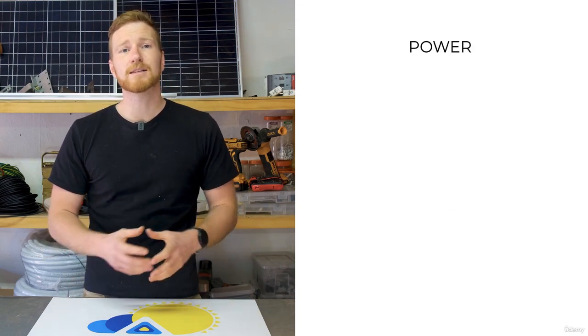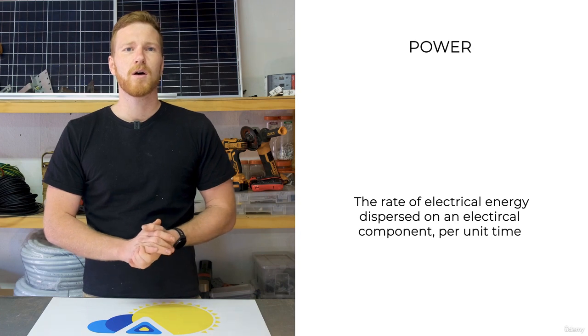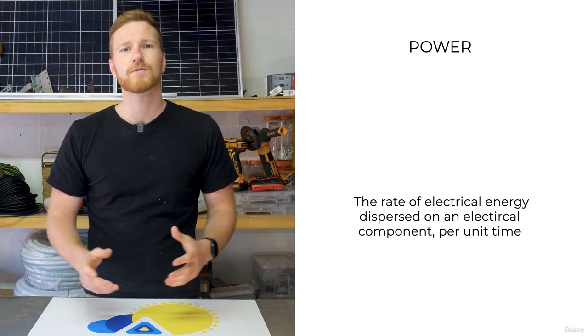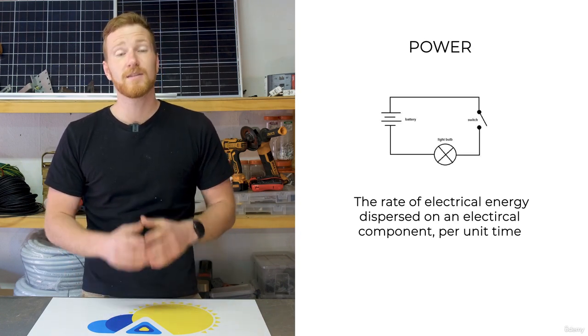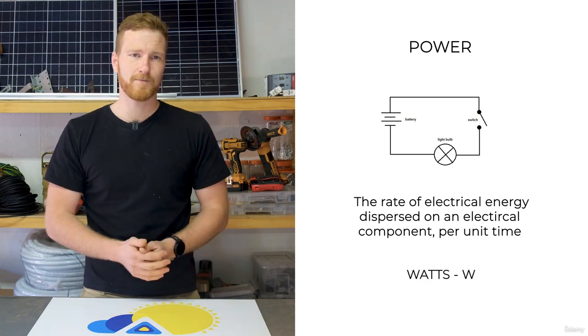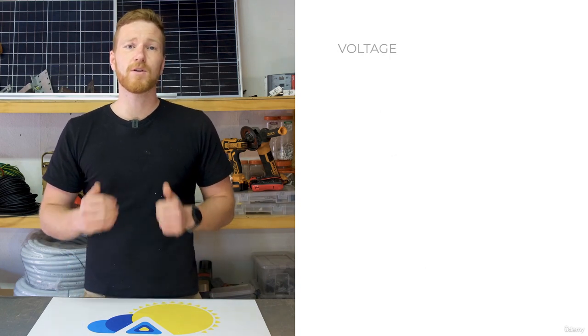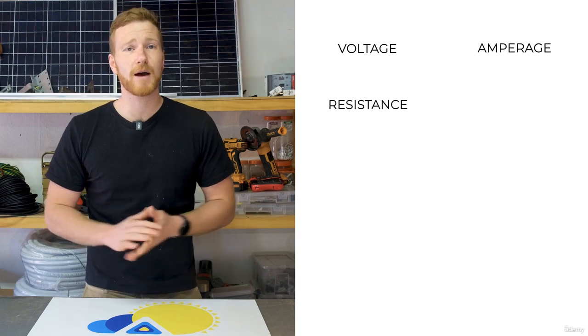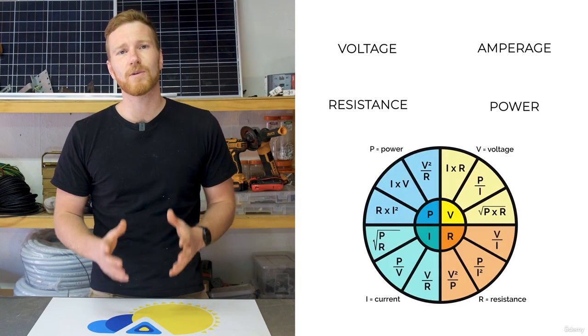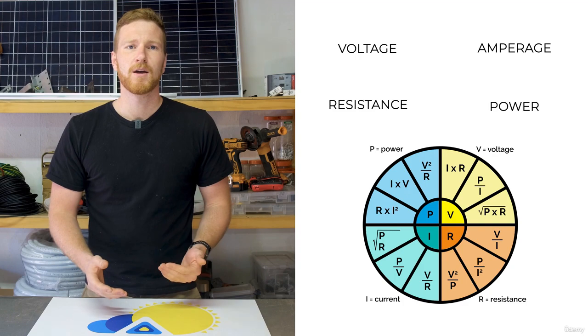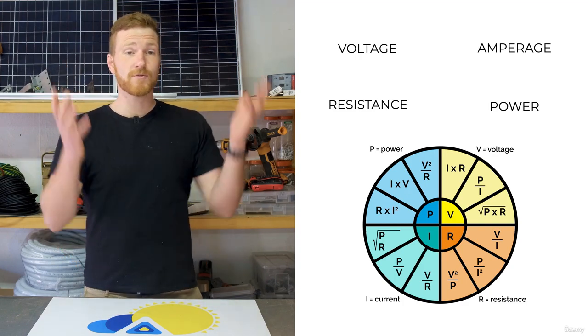Electrical power is the rate per unit time at which electrical energy is transferred by an electric circuit. This is measured in watts. Now, these 4 elements, voltage, amperage, resistance and power, share a mathematical relationship with one another, which can be observed through these formulae.